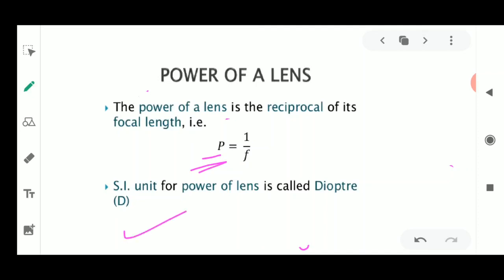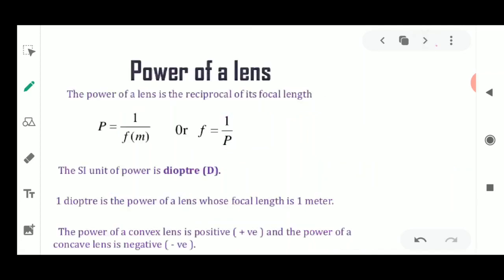So the SI unit of the power of a lens is always denoted by the diopter. It is always measured in diopters, and it is denoted by the capital letter D. So what is 1 diopter? 1 diopter is the power of the lens whose focal length is 1 meter. So what is this diopter? Please remember, the diopter is the SI unit of the power of a lens.